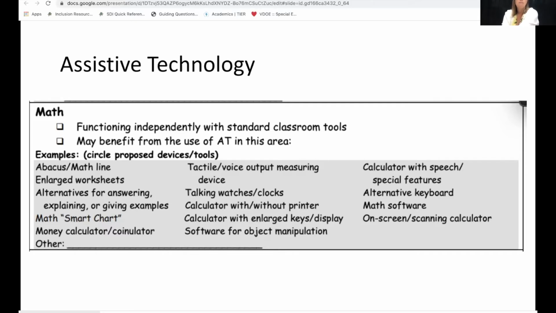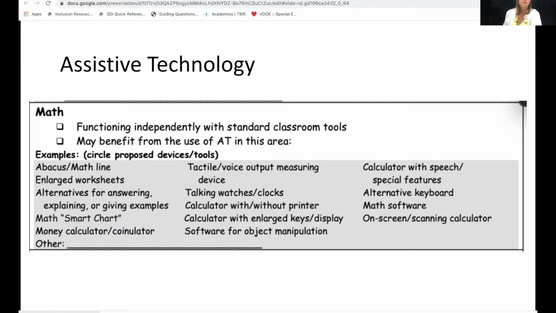Enlarged worksheets or worksheets that have been cut up. It doesn't take a whole lot to run through and just cut out the first 5 of the problems, and that's all that student gets. And then after they've completed the first 5, you hand them the next 5. So that's something that may need to be done too for that student.